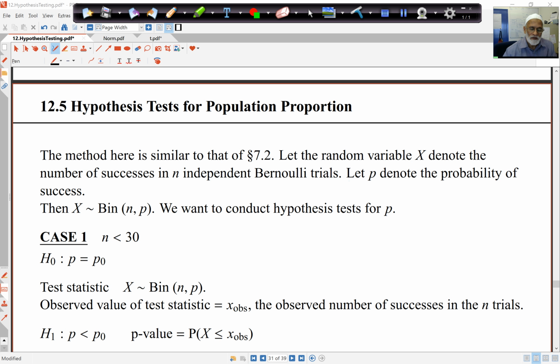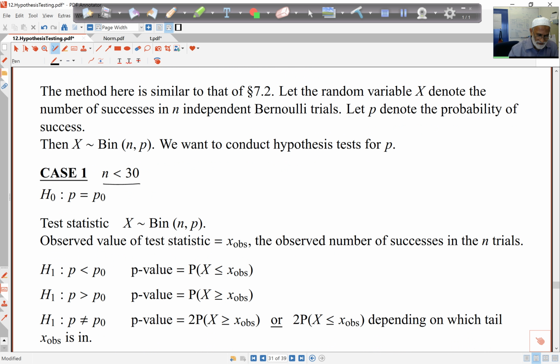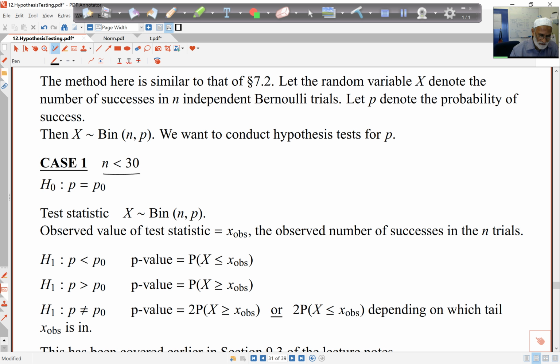Hello again. Now we look at hypothesis testing for population proportion. This is similar to work we did earlier. There we looked at binomial distribution and proportions, and the testing was for small sample sizes. In fact, it could also be for large sample sizes. But generally speaking, there we were looking at things in terms of exact binomial tests.